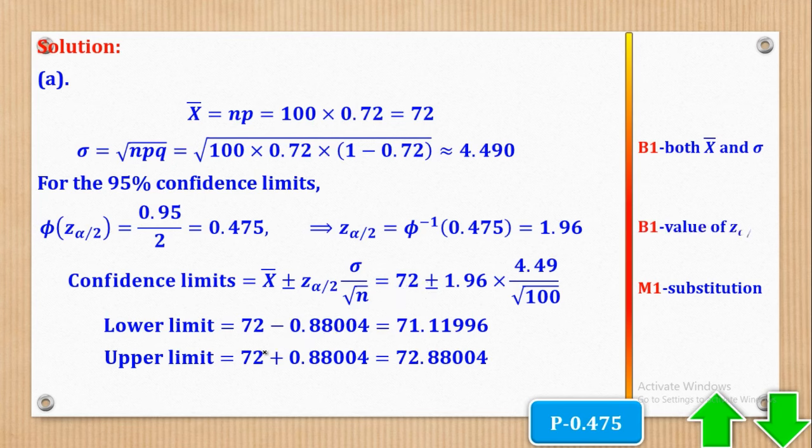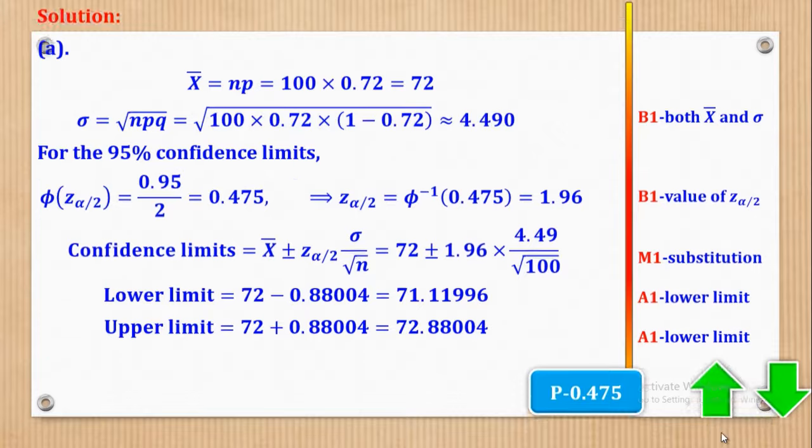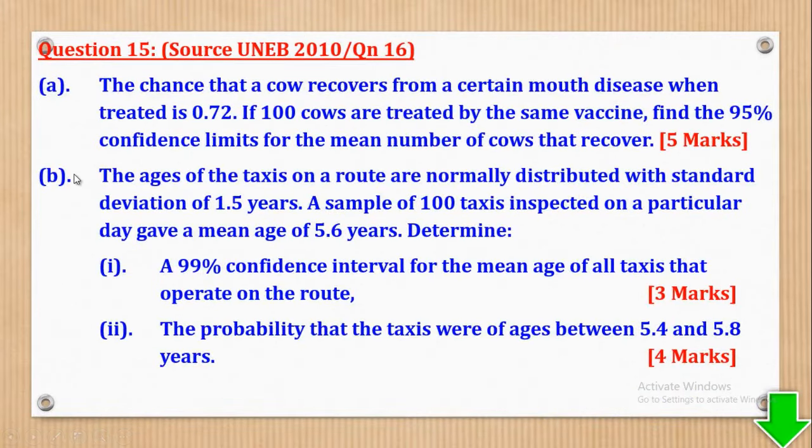Now let's see how marks can be awarded. So M1 for both sample mean and variance, B1 for Z alpha over 2, M1 for substitution, A1 for the lower limit, A1 for the upper limit. So this was supposed to be upper limit. So that was part A. Now we shall go to part B.